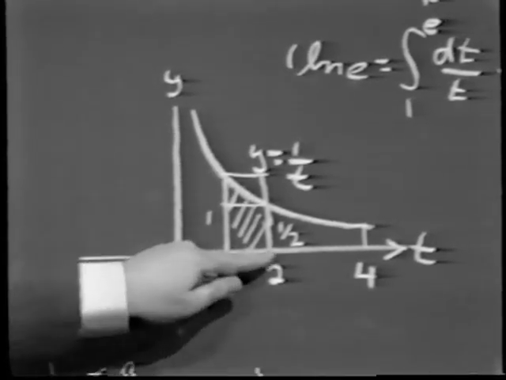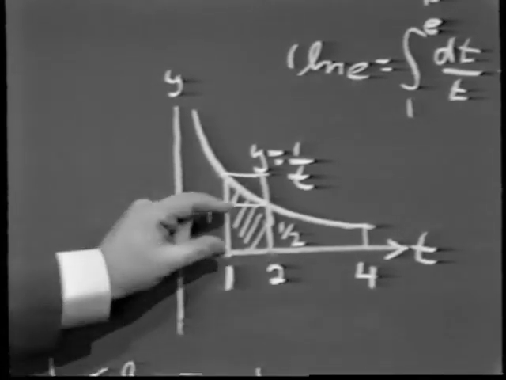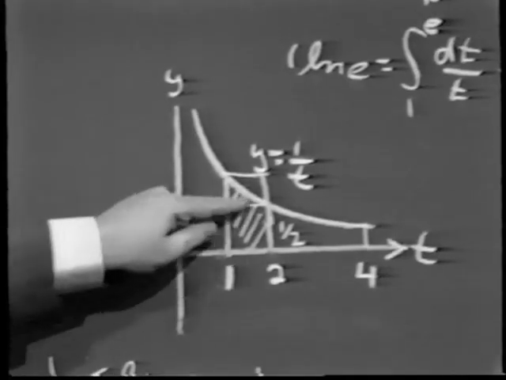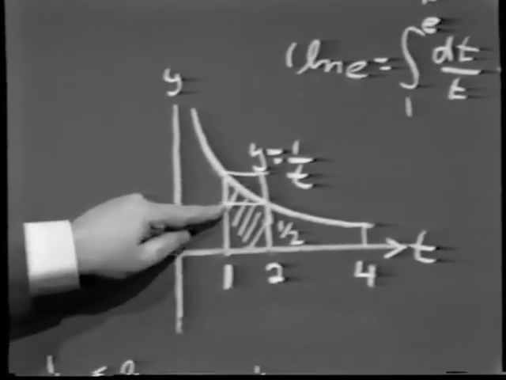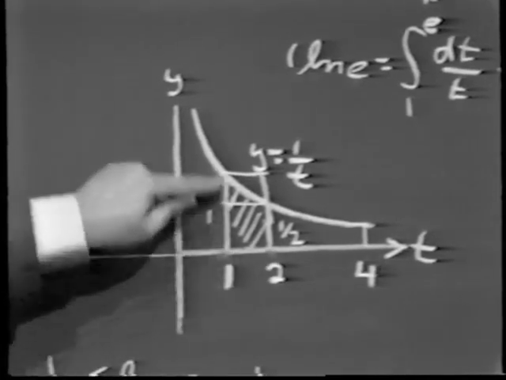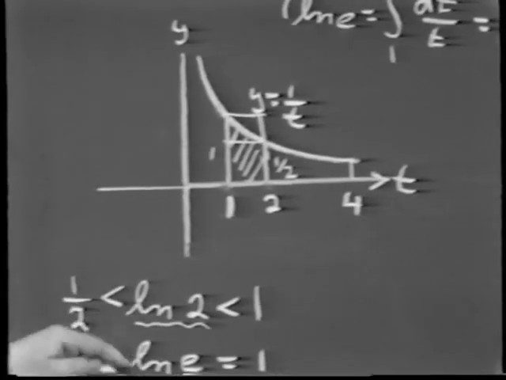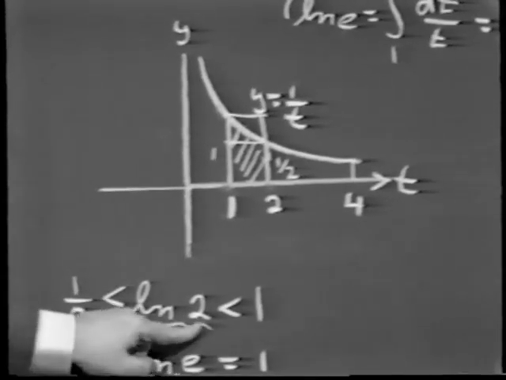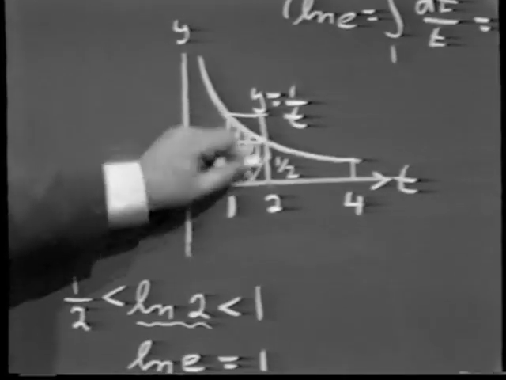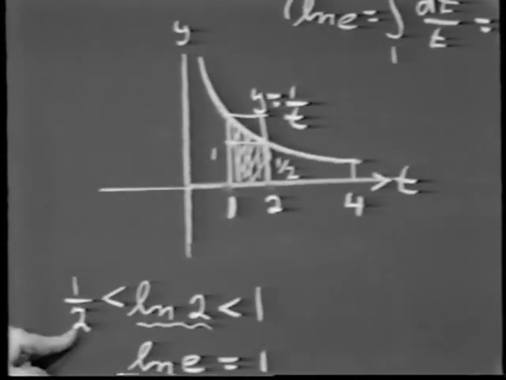Now, notice that both of these rectangles have base 1, namely we're going from 1 to 2. The height of the inscribed rectangle is 1/2. Therefore, the area of the small rectangle is 1/2. The area of the big rectangle, a 1 by 1 rectangle, is 1. And now whatever the natural log of 2 is, being the area of this region, it must be less than 1, but greater than 1/2.